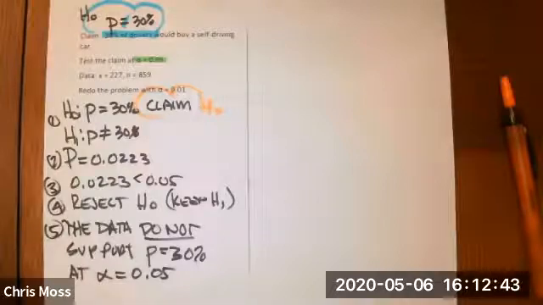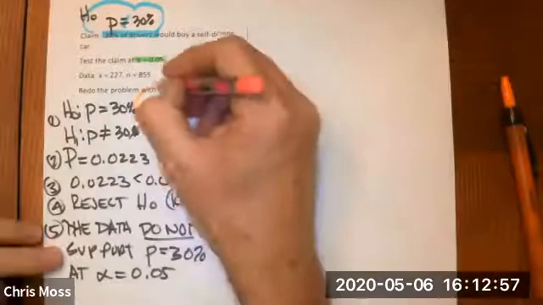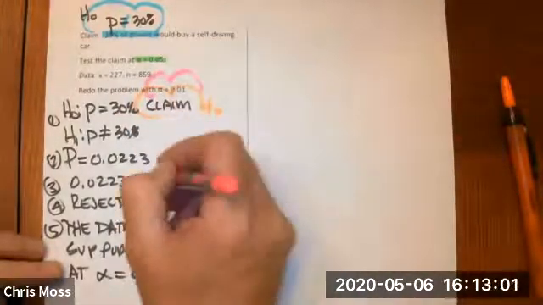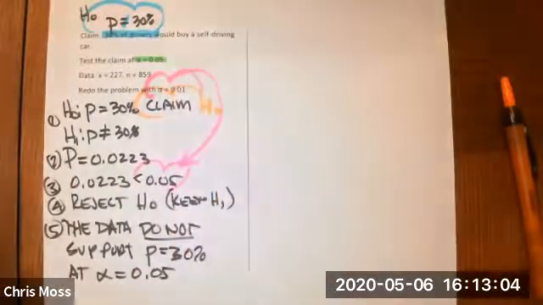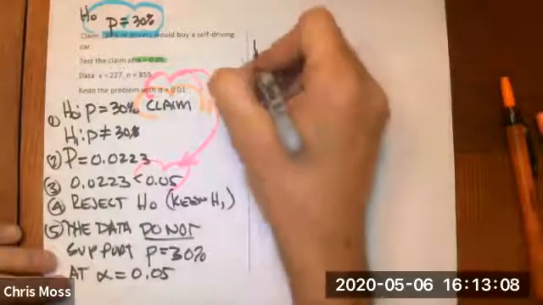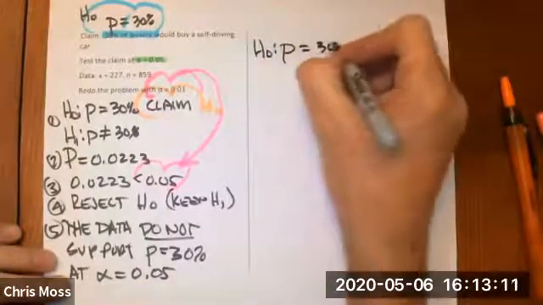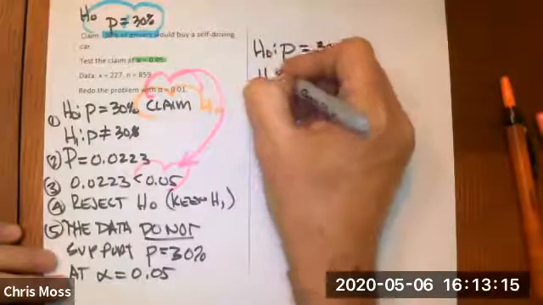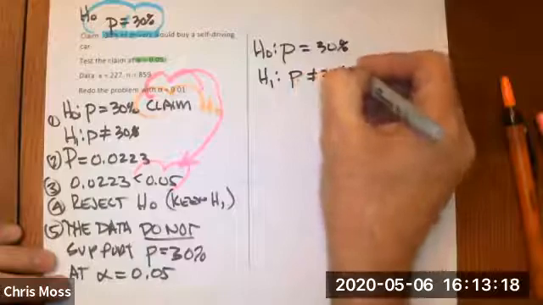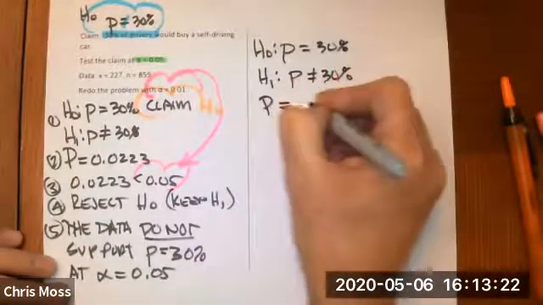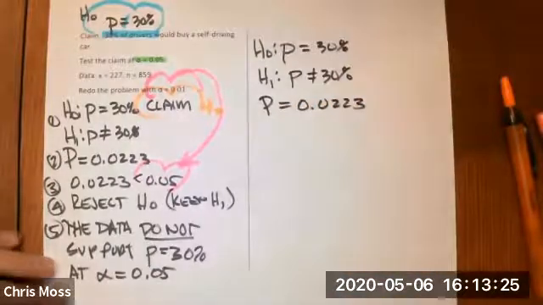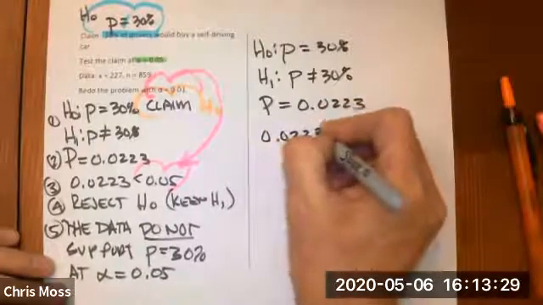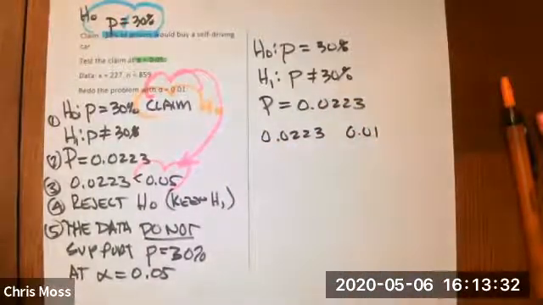p-value method. Now, the nice thing about the p-value method is once you develop that p number, the p-value, you can use it again and again. So when I'm asked to redo the problem at the alpha equals 0.01, the only thing that will really change is this number here. That's the only thing that changes. The data is the same. The only thing that changes is that number right there, the alpha.